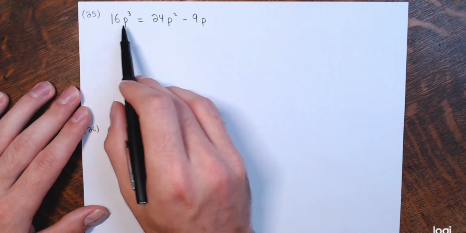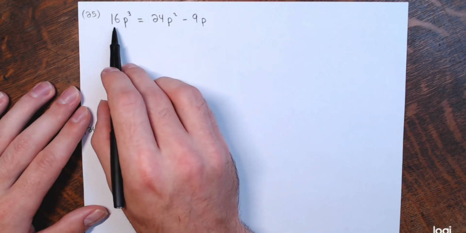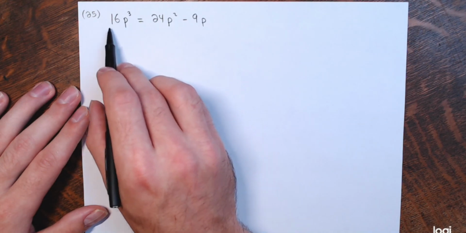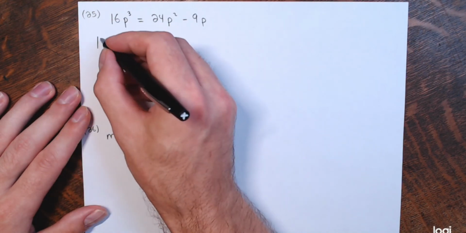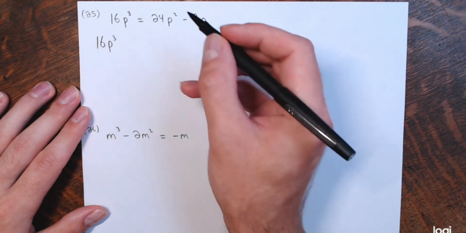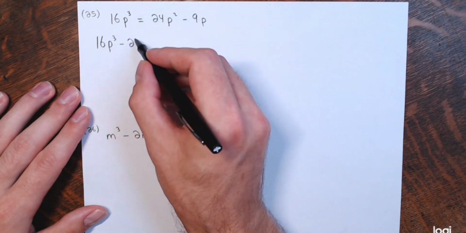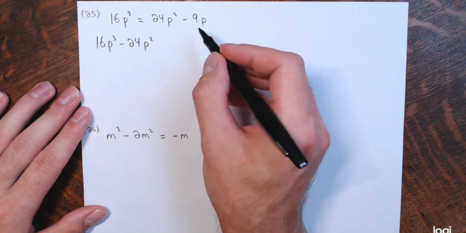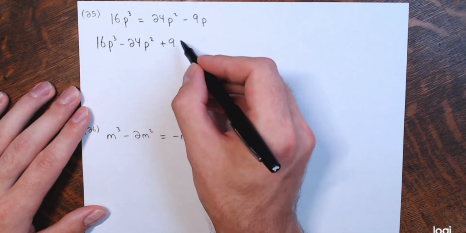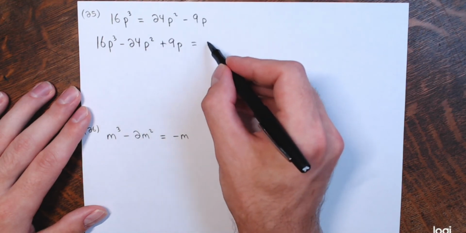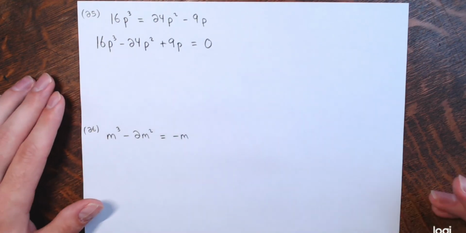I take everything to one side, and again, I like having my highest power have a positive coefficient, so I'm going to keep the 16p cubed on the left and take everything to the left. So we have 16p cubed minus 24p squared plus 9p equals 0. Right? Take everything to one side, 0 on the other.